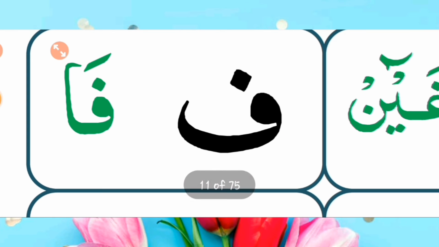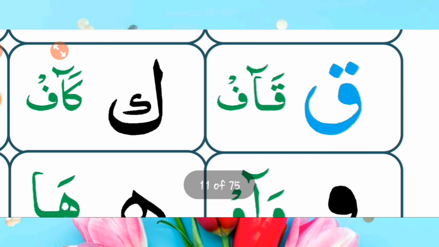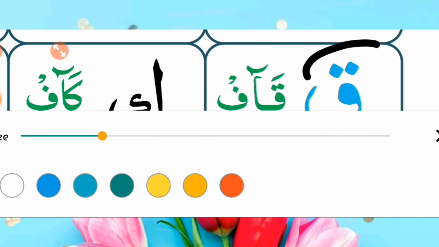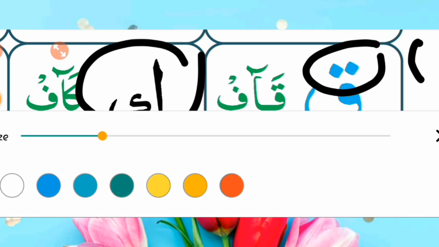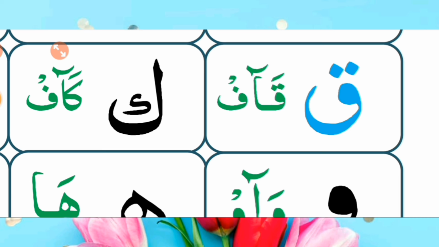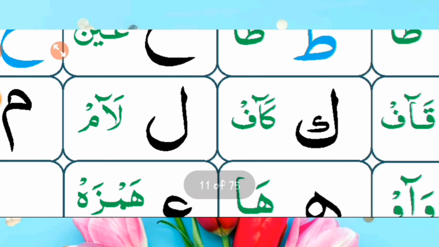The next letter is Fa, Qaf. Okay. You see there are two dots present over here. The Qaf which has two dots is pronounced in a thicker voice, and the Kaf which has no dots is pronounced in a thinner voice. Okay, so that is Qaf, and that is Kaf.